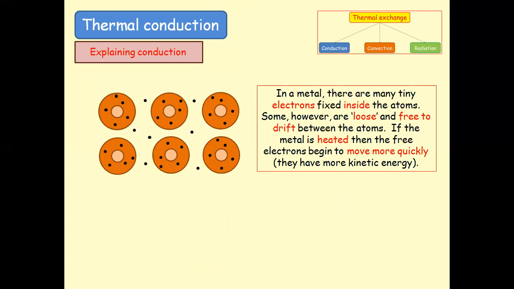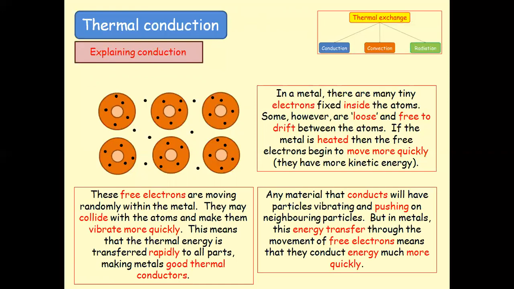Now, if the metal is heated, then the free electrons start to move more quickly. These free electrons are moving randomly within the metal. They may collide with the atoms and make them vibrate more quickly. This means that the thermal energy is transferred rapidly to all parts, making metals good thermal conductors.